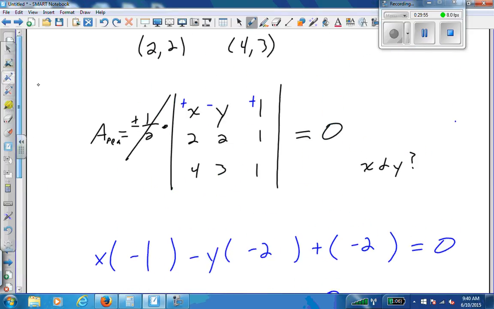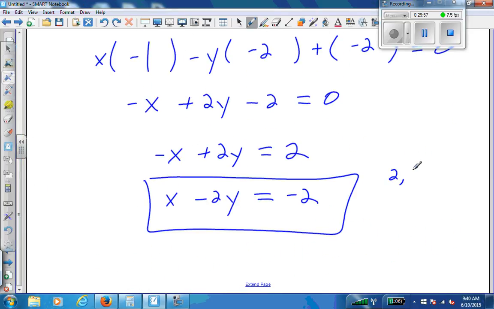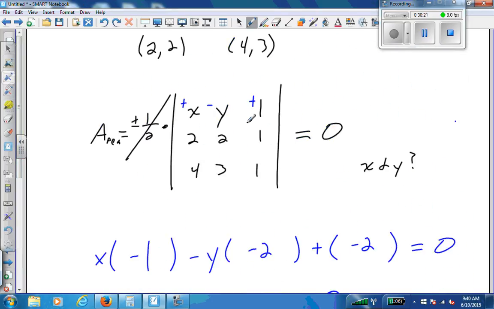Well, let's just verify that that goes through the points we discussed, 2, 2, and 4, 3. Notice if we put a 2 in and a 2 in, we have 2 minus 4, which is negative 2. If we put a 4 and a 3 in, we have 4 minus 6, which is negative 2. So yeah, that is the line that goes through those 2 points. And that came by recognizing they're collinear if the area is 0.